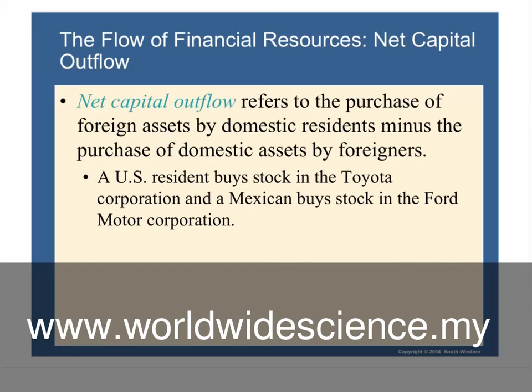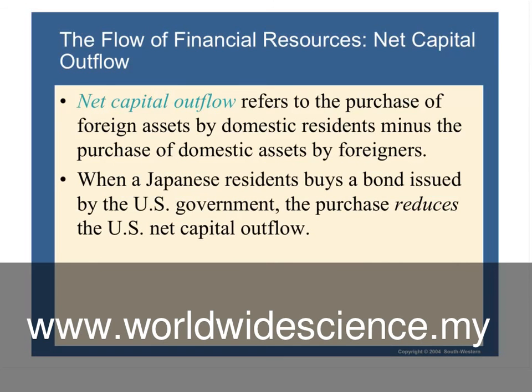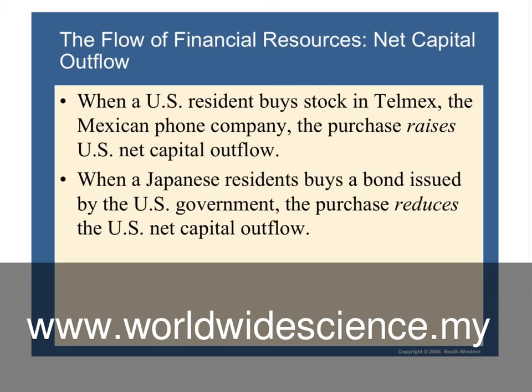So when a U.S. resident buys a stock in Telmex, the Mexican phone company, the purchase raises the U.S. net capital outflow. Basically, that U.S. resident is outflowing cash from the U.S. into some other market. When a Japanese resident buys a bond issued by the U.S. government, it reduces the net capital outflow in the U.S.